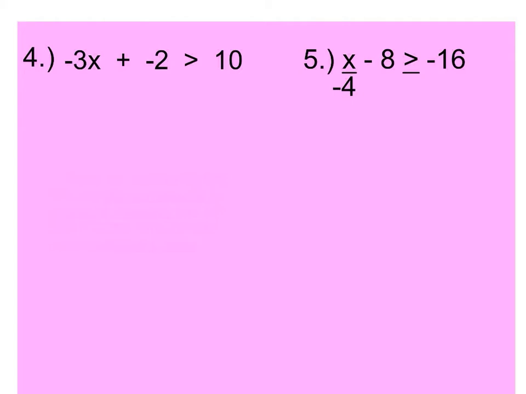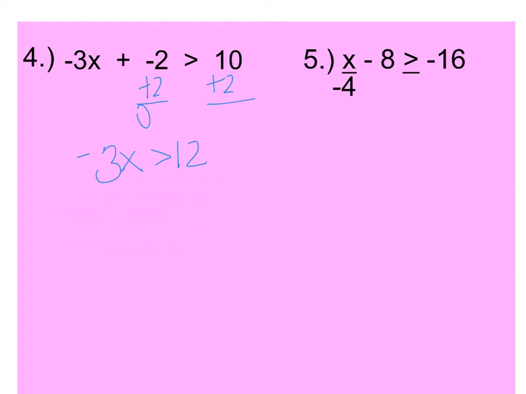Example 4 here. It says -3x plus -2 is greater than 10. I cannot look at this right now and decide if I'm going to flip the inequality symbol. I can decide in the very last step. So let's go ahead and solve. Let's get our constants on the same side. Let's add a +2 here and a +2 here. That gives me -3x is greater than 12.